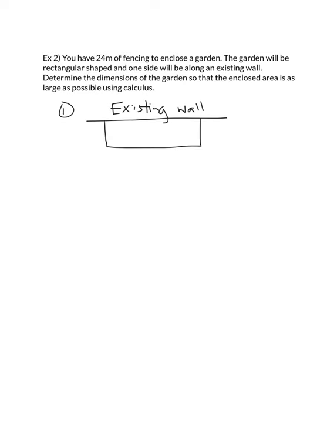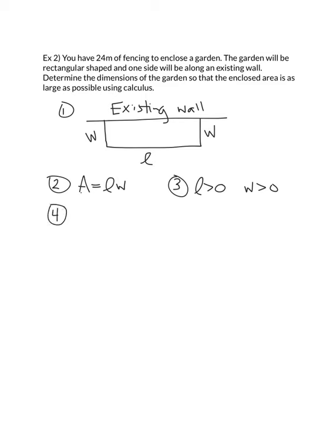I have my existing wall already. I know that I will have 2 equal widths and a length here. Now when I think about what equations I have here, obviously I'm trying to maximize area. So I have area equals length times width. In part 3, we're going to be talking about our restrictions. I must have a length greater than 0, and I must have a width greater than 0. And obviously there are more restrictions than this. We do have the maximum perimeter being 24, but we're going to be talking about that in part 4 right now.